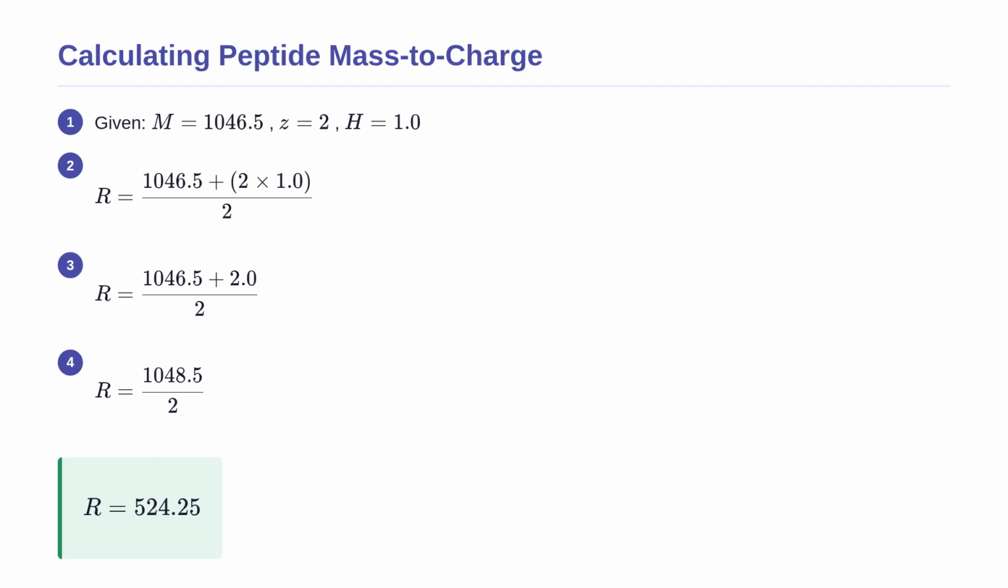We plug our values into the formula. First, we calculate the total mass of the added protons by multiplying the charge of 2 by the proton mass of 1, giving 2 daltons. Adding this to the neutral mass gives a total ionized mass of 1048.5 daltons. Dividing this by the charge of 2 gives a final mass-to-charge ratio of 524.25.